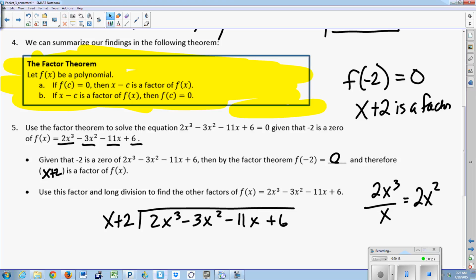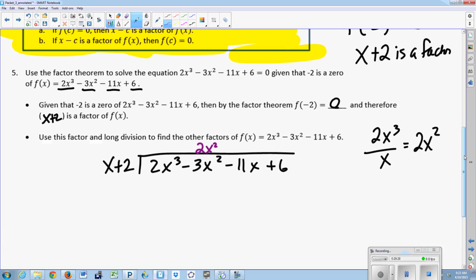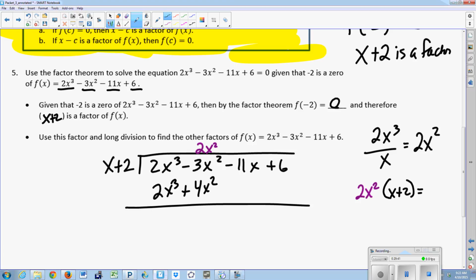So I'm going to put 2x squared right here. And now I multiply 2x squared times my divisor, x plus 2, and that gives me 2x to the third plus 4x squared. And now I change the color of my pen or pencil because I have to subtract both of these. That gives me a 0. And now I have -3x squared take away 4x squared, which is -7x squared.